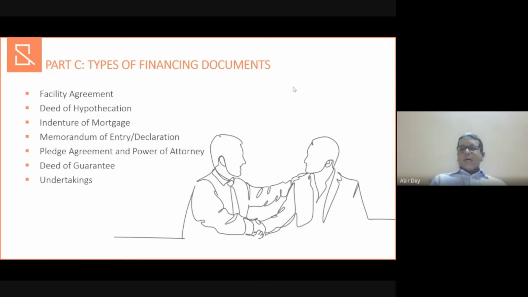Okay. Now, see, when the financing happens, there are multiple sorts of documentation that happen. So for a bank, how it works, I will simply tell you, how it works for a bank.